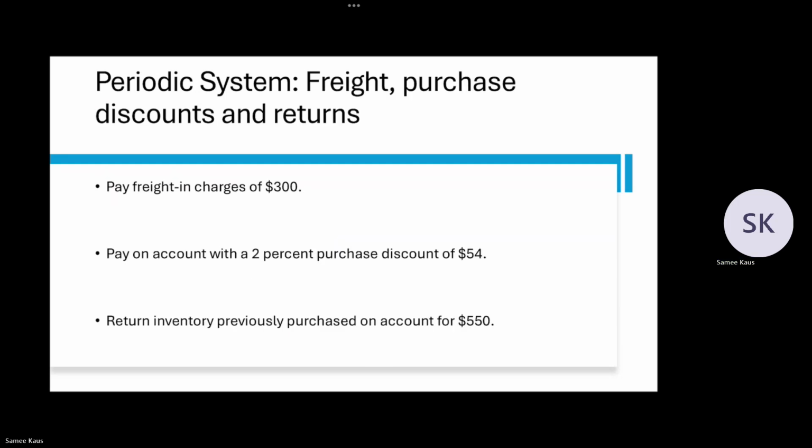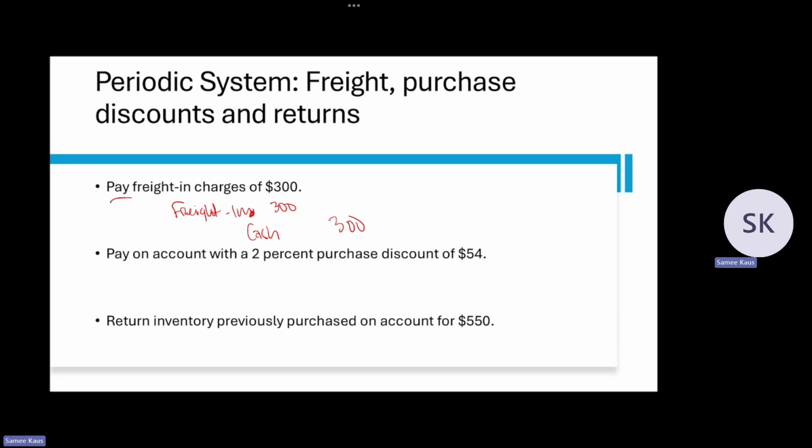Okay, so now I have an additional consideration, which is when I pay freight charges. When I pay freight charges, I'm going to establish a specific freight in account. Freight is probably like shipping costs. You might hear FOB destination, FOB shipping point, right? So I have freight in, not inventory, of 300, and I'm paying cash because it says I pay freight of 300.